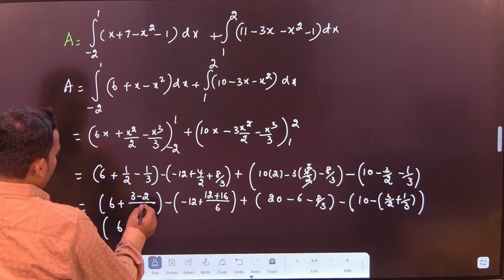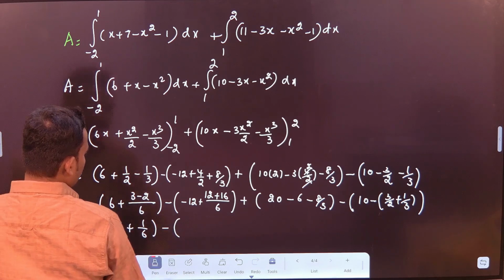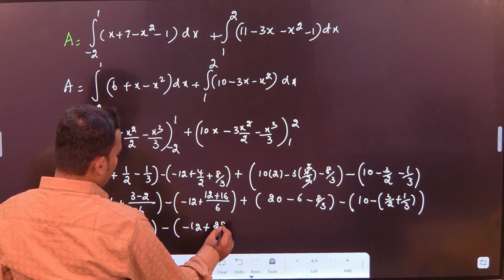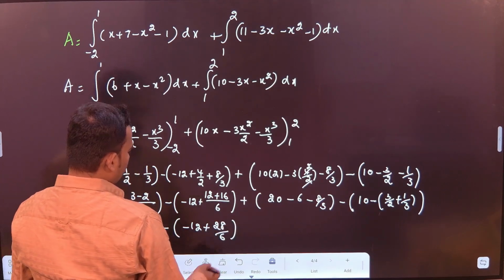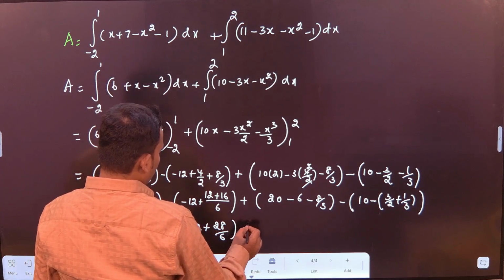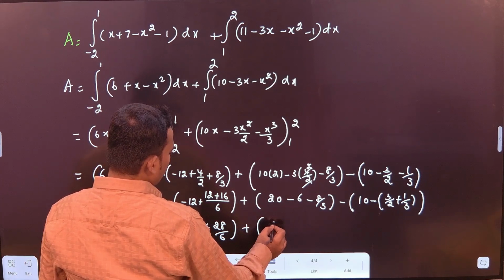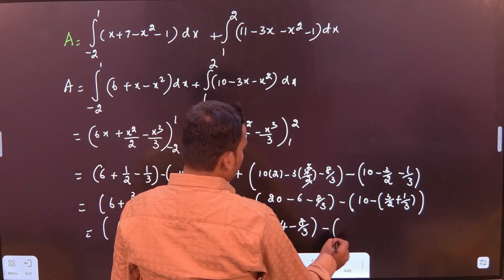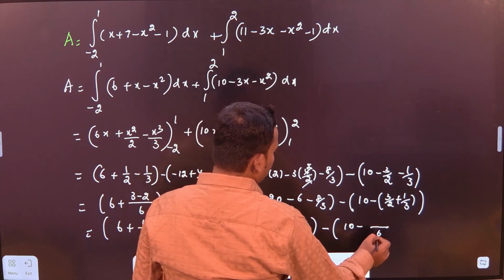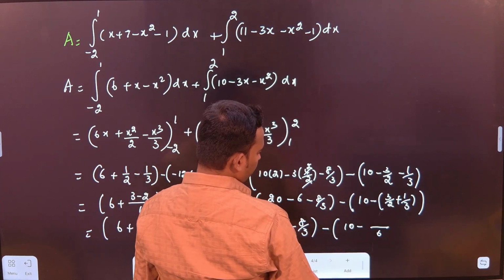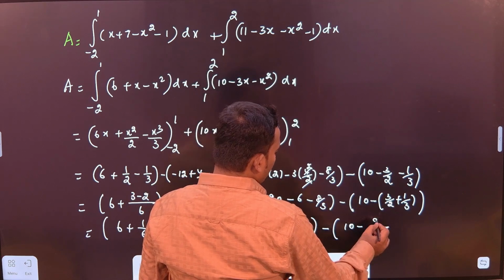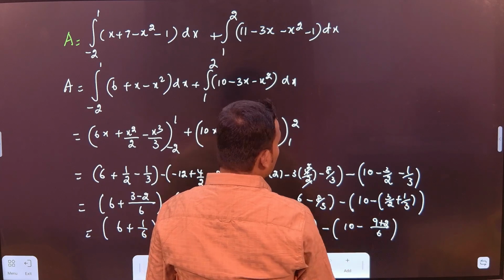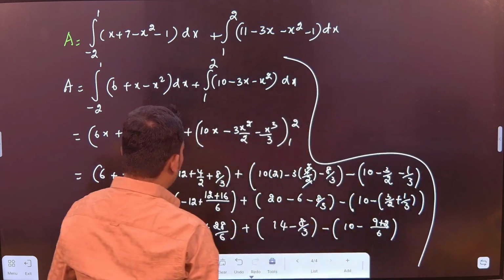6 plus 3 minus 2 is 1 by 6, minus 12 plus 12 plus 16 is what? 28 by 6. So here is 20 minus 6 is what? It is 14, right? 14 minus 8 by 3 minus 10 minus, you take the LCM 6, right? Multiply by 3 means 9, multiply 2 means plus 2. Clear? Now you can simplify further here.